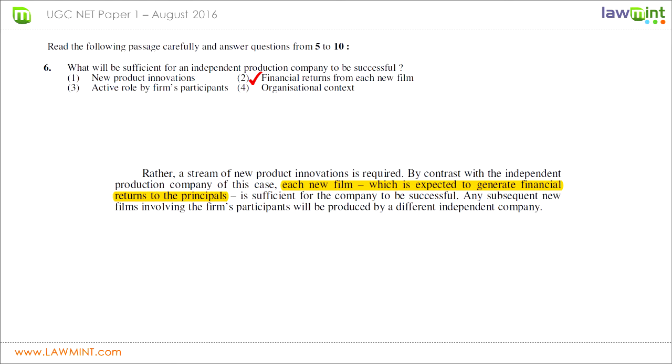In question number 6, we are asked, what will be sufficient for an independent production company to be successful? If you look at the highlighted part of the paragraph that is pasted in the screen below, you'll see that there is a sentence which says, by contrast with the independent production company of this case, each new film which is expected to generate financial returns for the principals is sufficient for the company to be successful, because any subsequent new film involving the firm's participants will be produced by a different independent company. Therefore, the correct answer here is the financial returns for each new film. Therefore, the answer choice here is option 2.